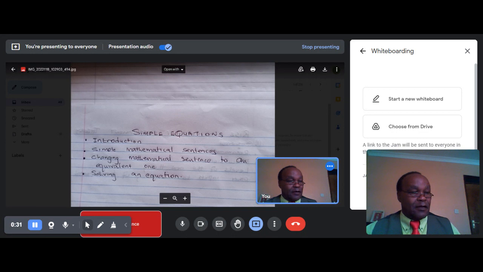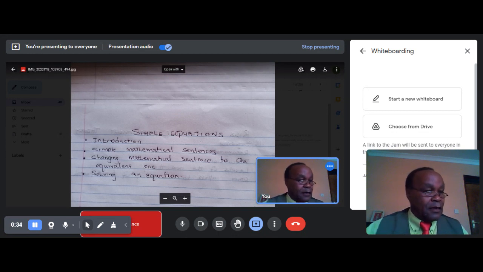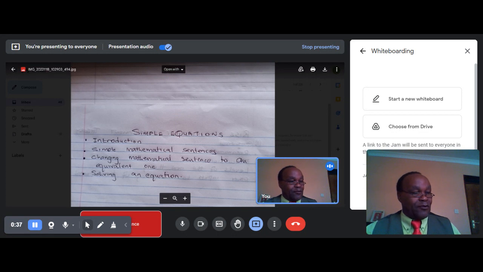In particular, we will learn how to change one mathematical sentence to an equivalent mathematical sentence. In the lesson, we are also going to learn about open sentences, which in mathematics we call equations. We'll go ahead and solve this equation using the method of trial and error.